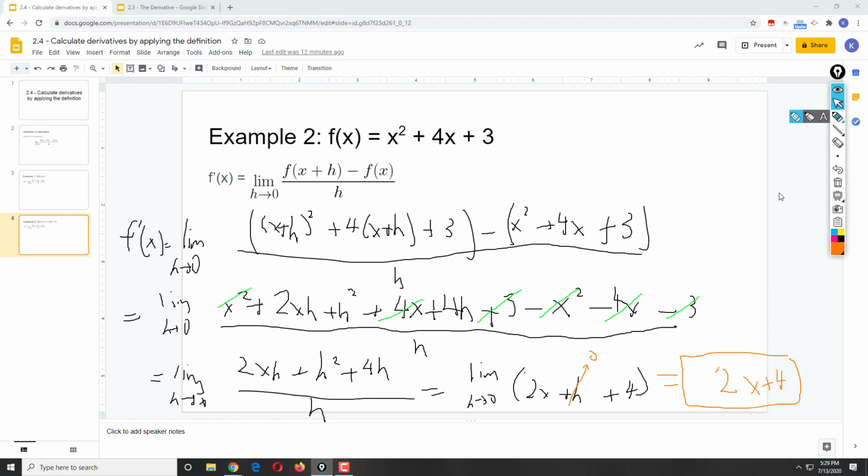That means that if x is 0, then the slope is 2 times 0 plus 4, which is 4. When x is 1, the slope is 2 times 1 plus 4, which is 6. If x is 10, the slope is 2 times 10 plus 4, which is 20 plus 4 is 24, and so forth. Okay? That's it for this video.